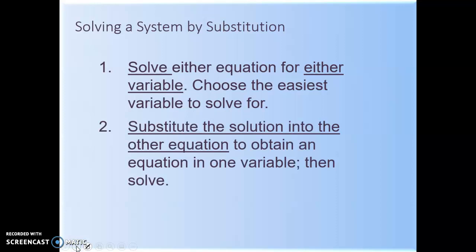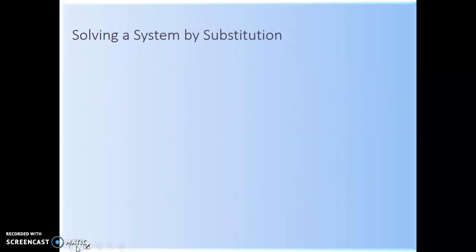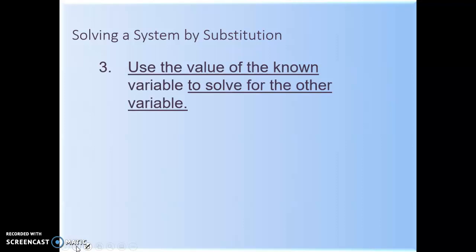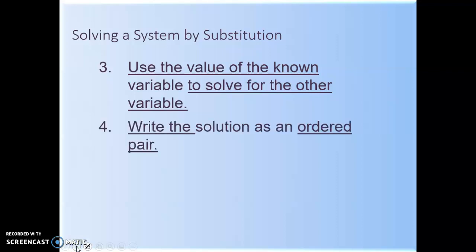After you have solved for a variable, then you're going to substitute the solution into the other equation to obtain an equation in one variable. So we want to substitute in so that our new equation has only one variable. All x's or all y's. Then we solve for that one variable. Use the numerical value of the known variable, plug it back into your original equation, and solve for the numerical value of that other variable. Write the solution as an ordered pair.